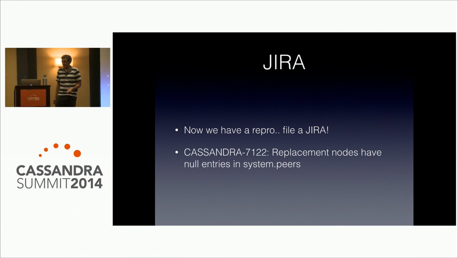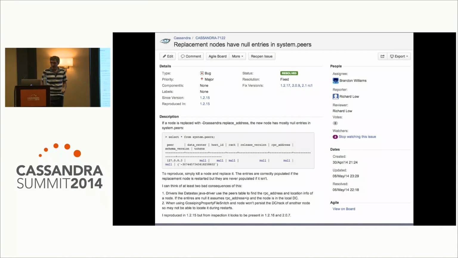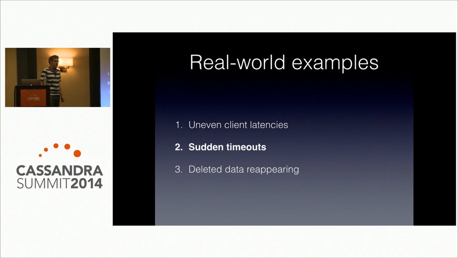If you have a reproduction, filing a JIRA is amazing because there are always so many developers out there who will just take that and they'll fix it right away for you. So use the community. It's great. So I made a JIRA, and here it is, and Brandon fixed it for me. Thank you, Brandon. Okay, so we have a fix. That problem's solved. Let's move on to the second example.